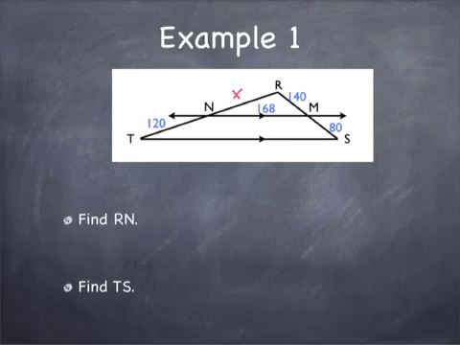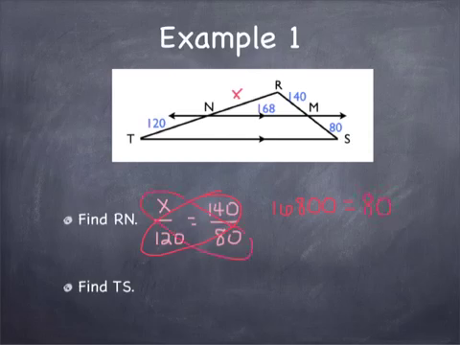And since that's one of my split sides, I can set up a proportion with these four numbers and then solve. So I would say X over 120 is equal to 140 over 80. And then I would just solve like you solve any other proportion. So I would do 120 times 140, which is 16,800. And that's going to equal 80 times X. And I would divide by 80, and for a final answer I end up with X equals 210. So the length of RN is 210.